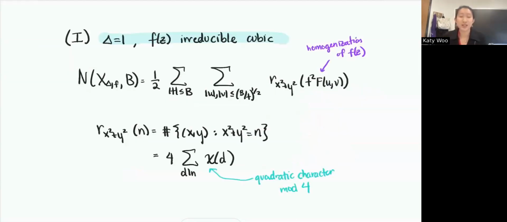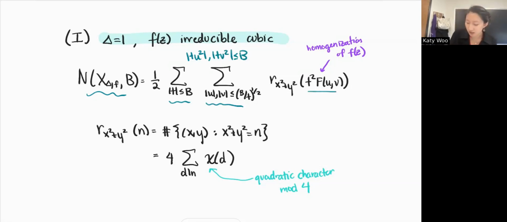Then we'll start with when delta is equal to 1 and f is an irreducible cubic. In this case, we can rewrite our expression for the number of points of height at most b as 1/2 times the sum of t up to b and the sum of u and v up to b over t to the 1/2. This is coming from the fact that we wanted tu squared, tv squared to be at most b. And then the number of ways of writing t squared f of uv as the sum of two squares. Something I've left out here is the GCD conditions. They don't come into play really in this argument. So for simplicity, I've left them out.